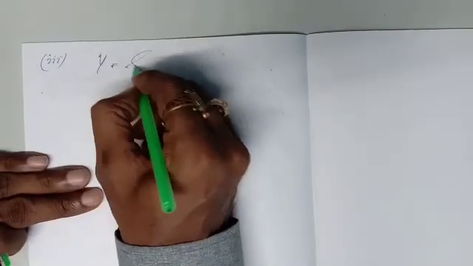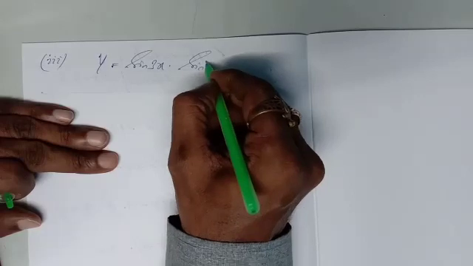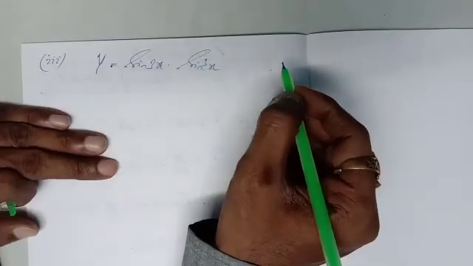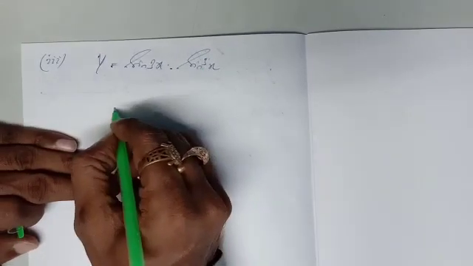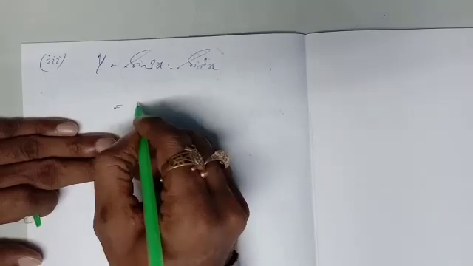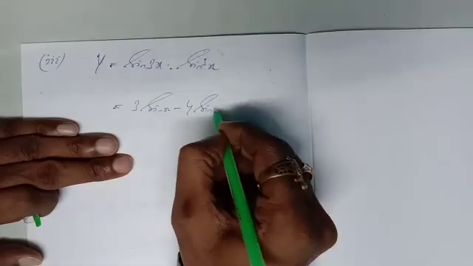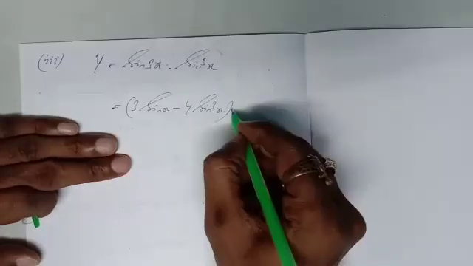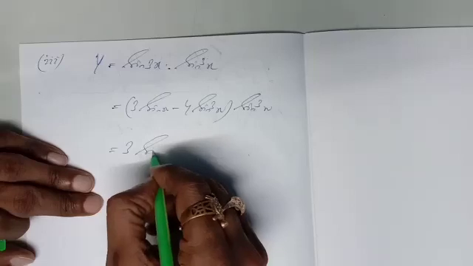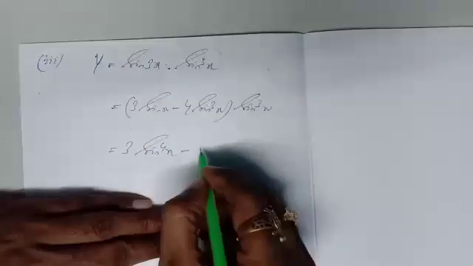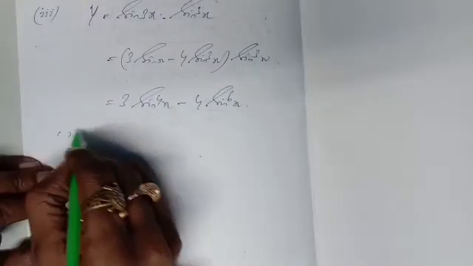y is equal to sin 3x into sin cube x. You can break it by applying the formula for sin 3x. The sin 3x formula is 3 sin x minus 4 sin cube x, again into sin cube x. If I open the bracket, this will be 3 sin to the power 4 x minus 4 sin to the power 6 x. After that you will find the derivative.